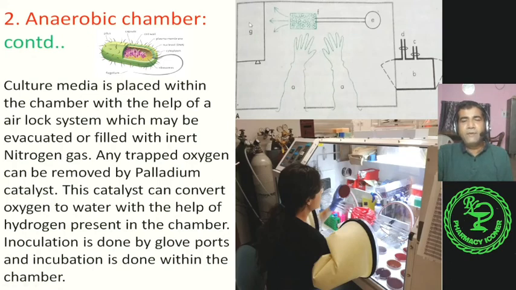Sometimes there is a portion where an incubator is fitted. After inoculation, you can put the culture inside the box. Here you can see there is an incubator also. So this is the anaerobic chamber.